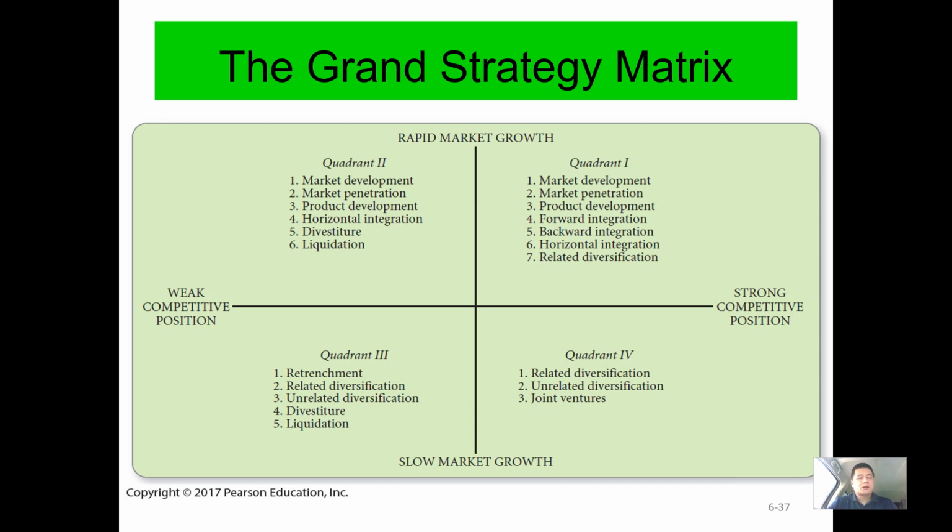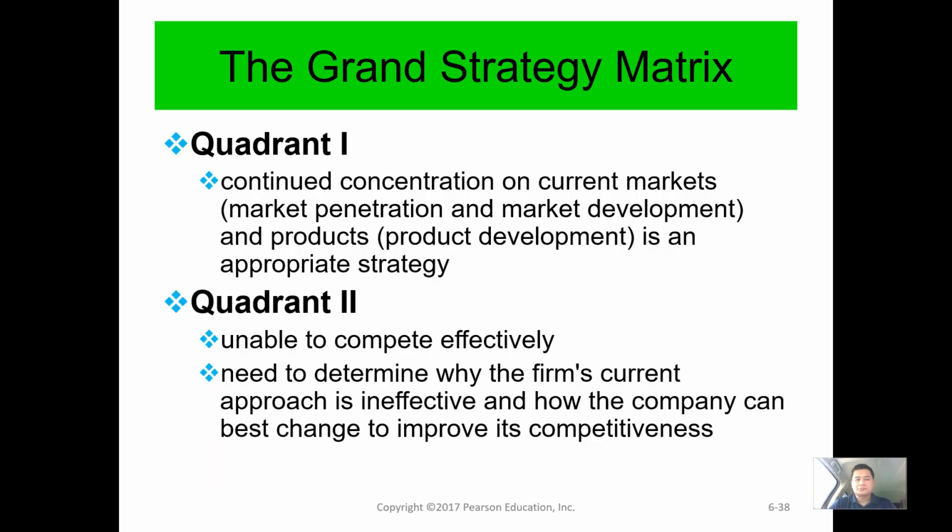Quadrant 1 includes market development, market penetration, product development, forward integration, backward integration, horizontal integration, and related diversification. Quadrant 2 includes market development, market penetration, product development, horizontal integration, divestiture, and liquidation. Quadrant 3 includes retrenchment, related diversification, unrelated diversification, divestiture, and liquidation. Quadrant 4 includes related diversification, unrelated diversification, and joint ventures.